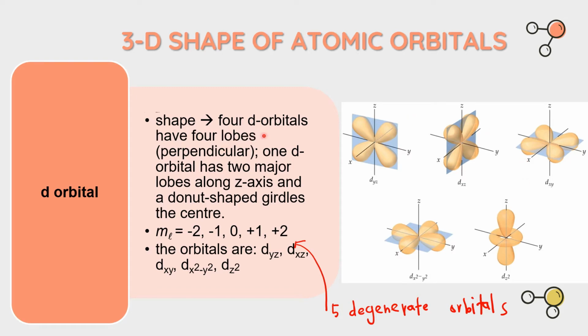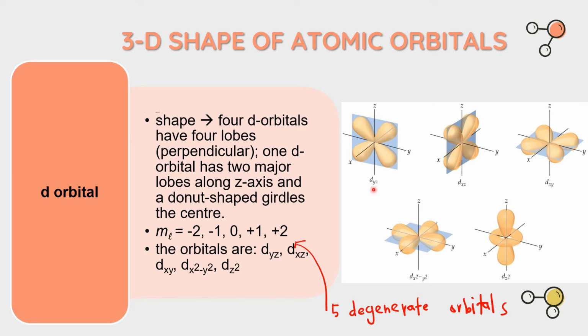We have 4 d orbitals that have 4 loops over here. So these are the 4 orbitals that having 4 loops. And we have 1 orbital has 2 major loops along z-axis and a donut-shaped girdle at the center. So for dyz orbital, the shape of the cloverleaf is drawn in between the y and z axis. So you have to see the labeling at the bottom over here.